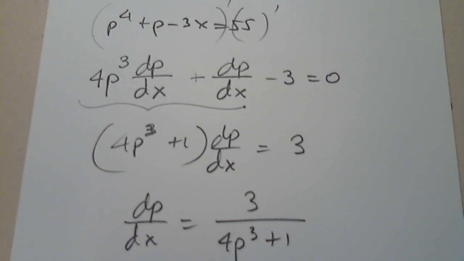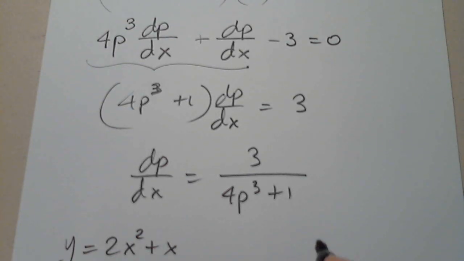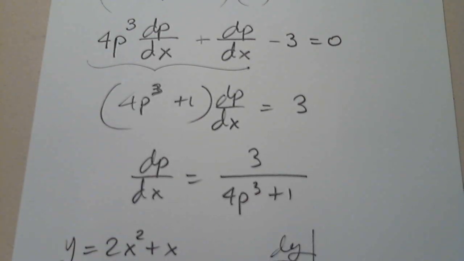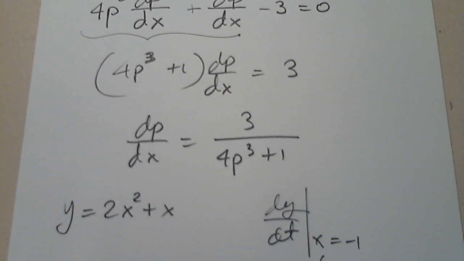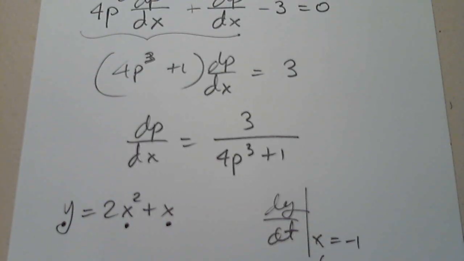Okay, 12. We are given, so this is basically the same problem. So y equals 2x squared plus x. They're asking us to find dy over dt when x is -1 and dx over dt equals 5. So when you see this problem and you look at it carefully, you will understand that both y and x are functions of a third variable. So I'm going to put a dot underneath to remind me that none of these is a variable.